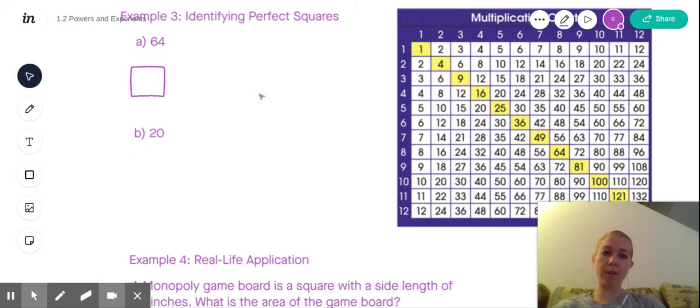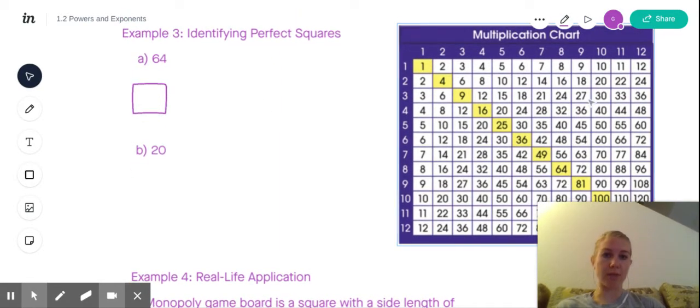Okay, so to figure that out, let's look at our multiplication chart, which I have over here on the right. We want to figure out, can two numbers that are the same number multiply together to get 64? So for example, I'm going to look at 1 times 1. Well, that's 1, so that would be a perfect square. 1 times 1 is 1. 2 times 2 is 4. So 4 would be a perfect square because both sides would be 2. Okay, 3 times 3 is 9, so 9 would be a perfect square.